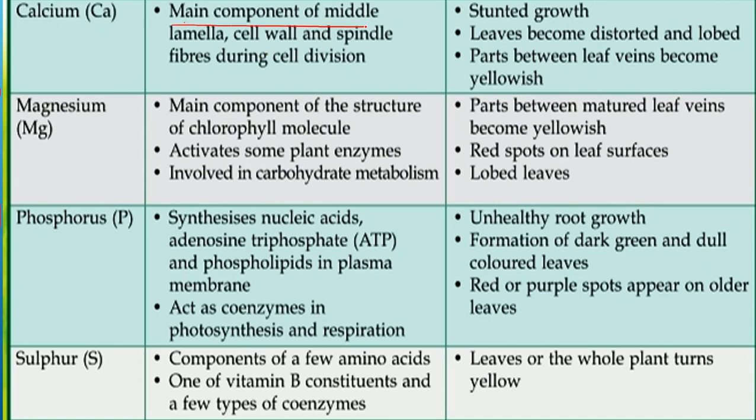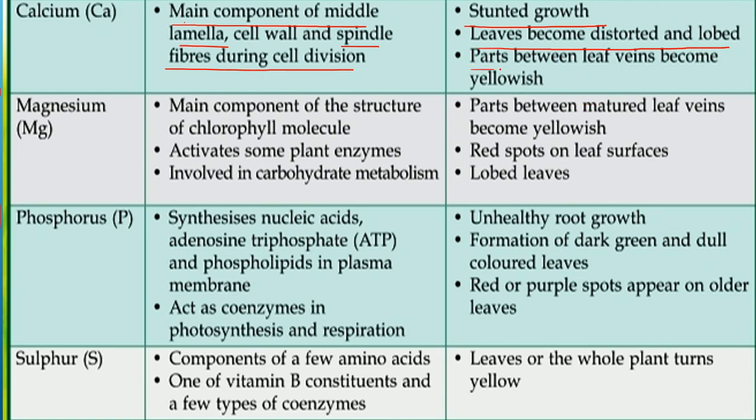Function: it is the main component of the middle lamella. Okay, you still remember the lamella in your leaf, right? So calcium is the main component of the middle lamella, the cell wall, and also the spindle fiber during cell division. If there is a calcium deficiency, the growth will become stunted, and leaves become distorted and lobed. Lobed in shape, okay, lobed.